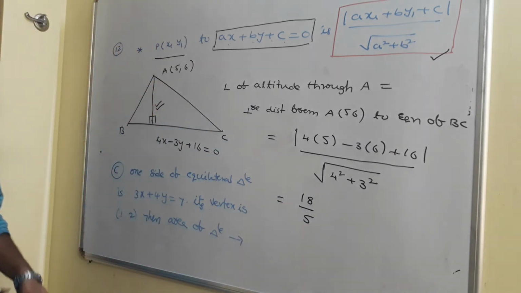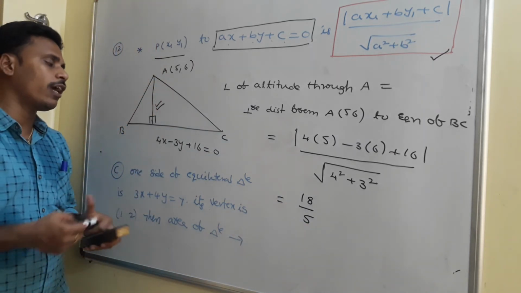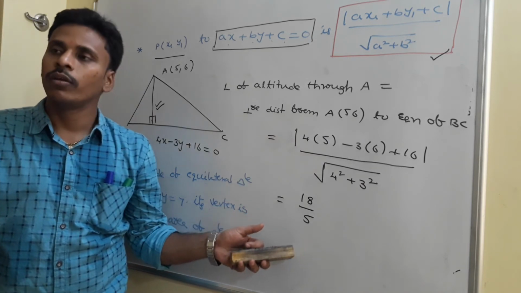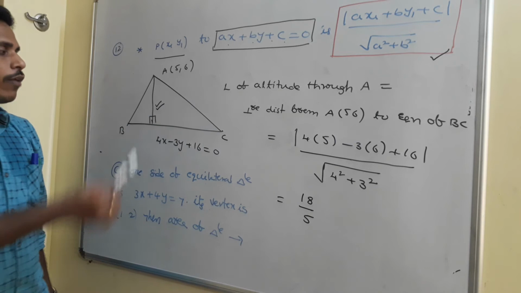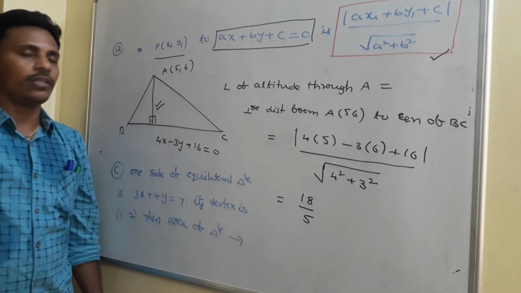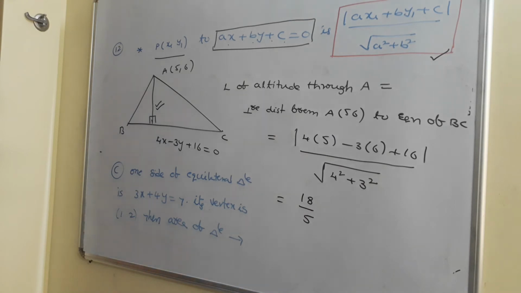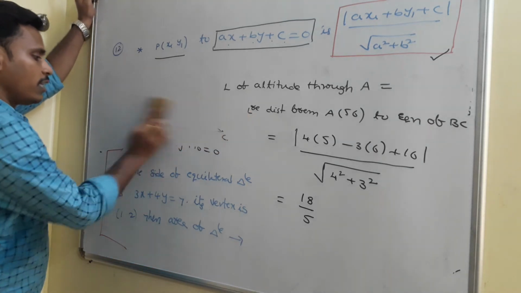This 18 by 5 units is the distance from that 5 comma 6 to the line, and this 18 by 5 is the length of the altitude from the vertex A to the side BC. Have a look at this, and then we have one more problem here to solve. So I think everything is clear there. Just look, we are using the perpendicular distance formula to solve the problems A, B, C. Right? Now, think about C.